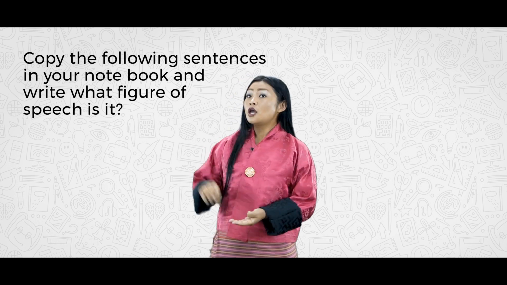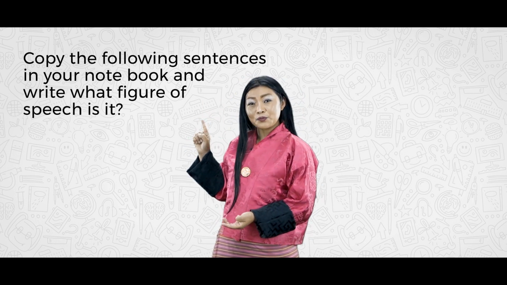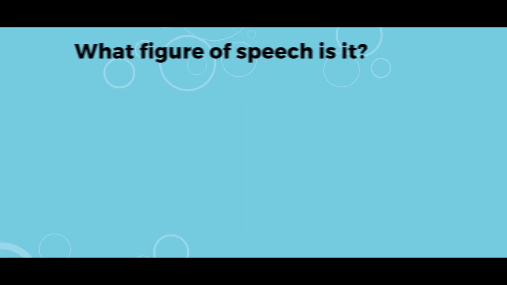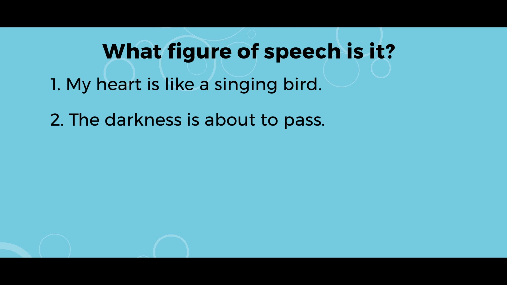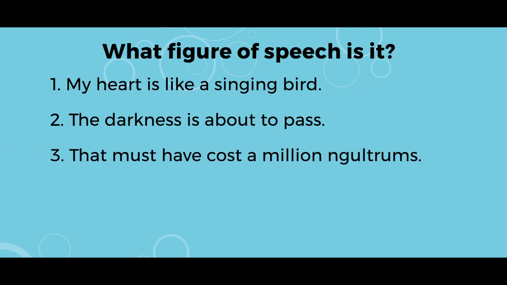Now you understood what figure of speech is, you understood 4 kinds of figure of speech and when to use it. You are rich with the examples also. Now for you, you have another assignment. It says, copy the following sentences in your notebook and write what figure of speech it is. Number 1, my heart is like a singing bird. Number 2, the darkness is about to pass. Number 3, that must have caused a million neutrons. Number 4, he has a heart of stone.